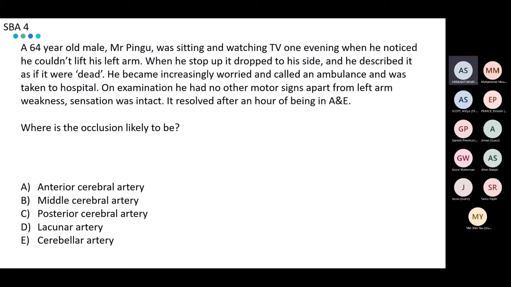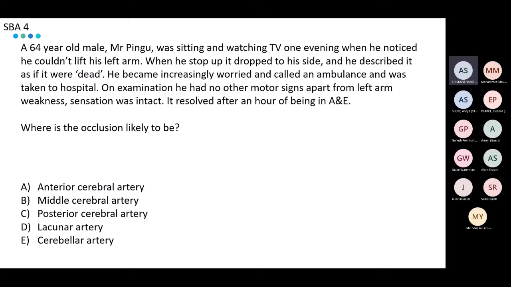So just another SPA here. You've got a 64-year-old male, Mr. Pingu, who's sitting and watching TV one evening when he notices he couldn't lift his left arm. When he stood up, it dropped to his side, and he described it as if it were dead. He became increasingly worried and called an ambulance and was taken to hospital.